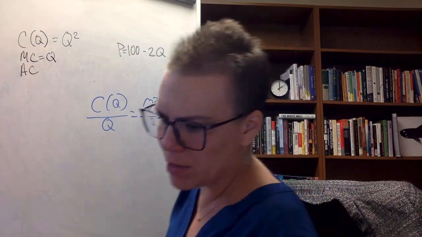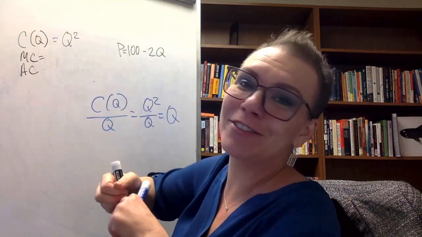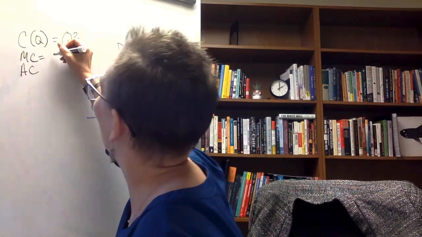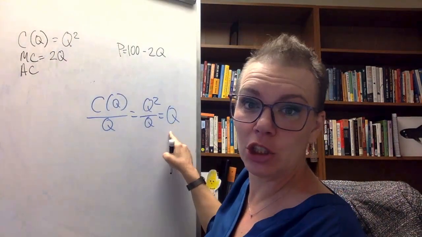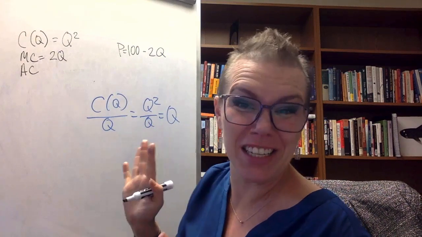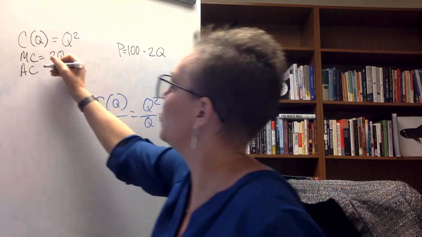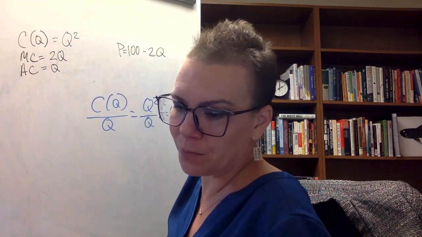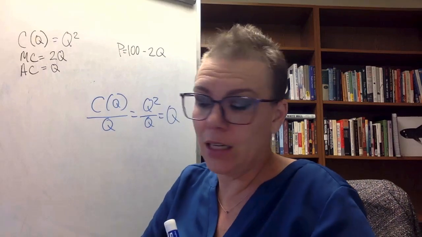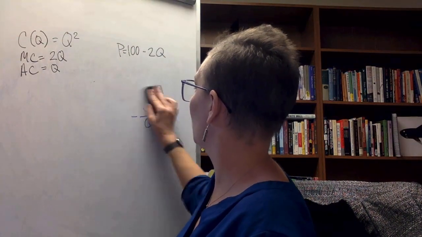Oh, I made a mistake. The first derivative of Q squared is 2Q. So marginal cost is 2Q, and then average cost is going to be just Q. Sorry, I hope that's not confusing. So marginal cost is going to be 2Q, and the average cost is going to be Q. So that's part A.